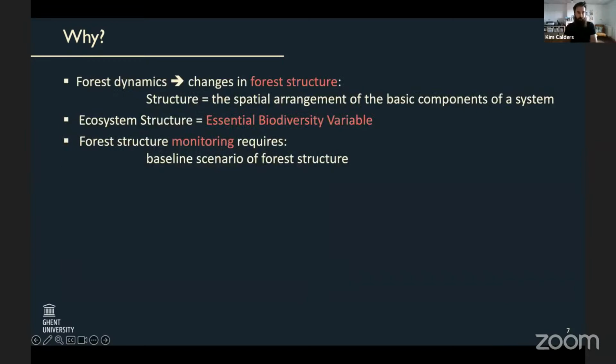So as I said, how we try to monitor these forest dynamics is by looking at structure. And ecosystem structure is quite an important one also for biodiversity, and it's also one of the essential biodiversity variables, EBVs. And if you want to monitor the structure, well, we need some understanding of structure at a given moment in time. And so I call this the baseline structure of forest.